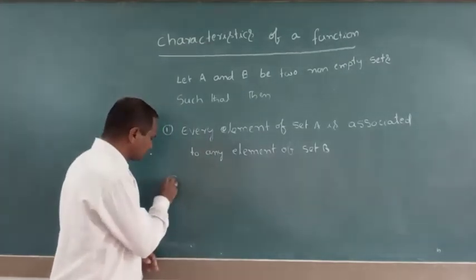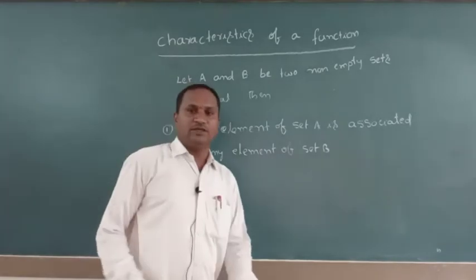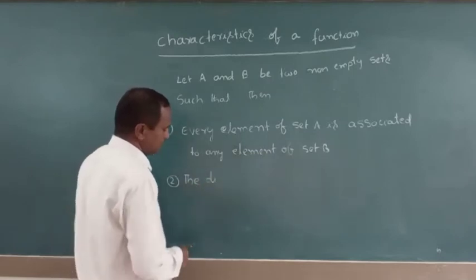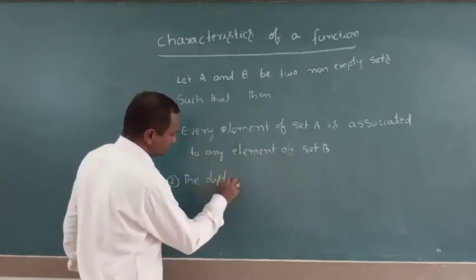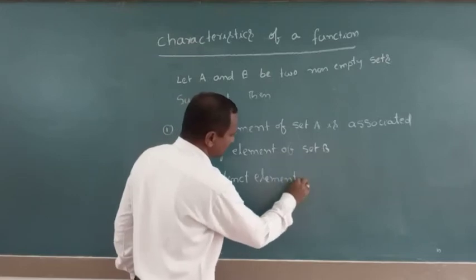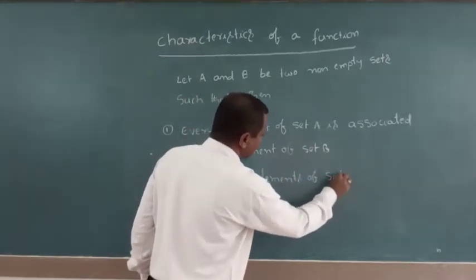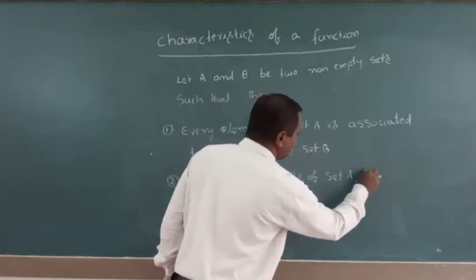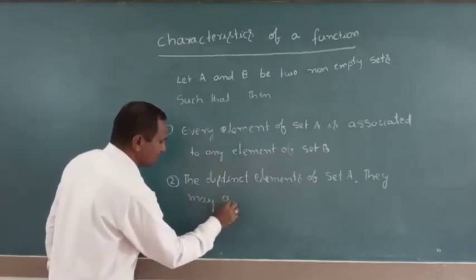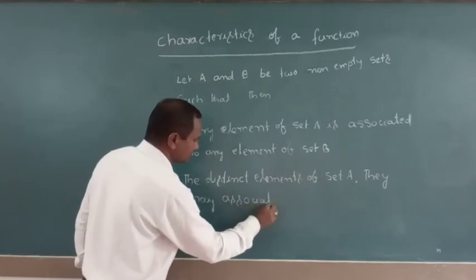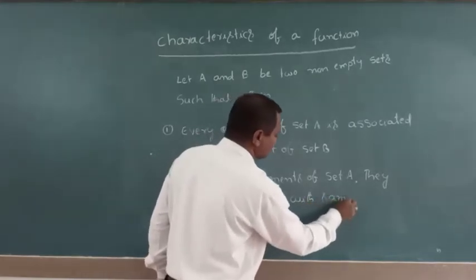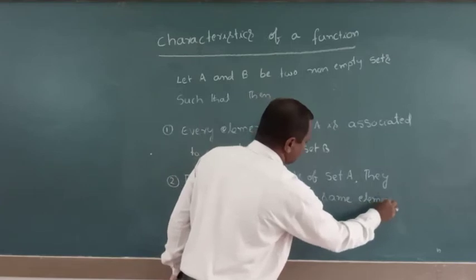Next, second point. The different elements of set A, or the distinct elements of set A, they may have the same image, they may be associated with the same element of set B.